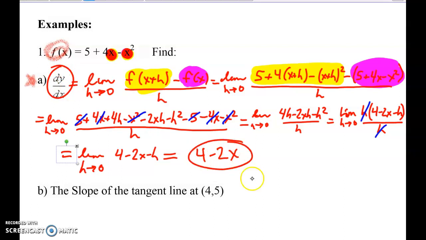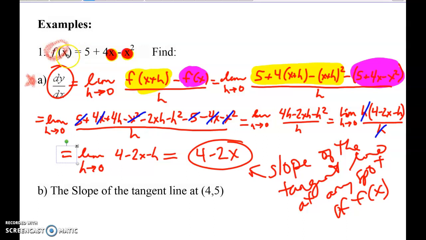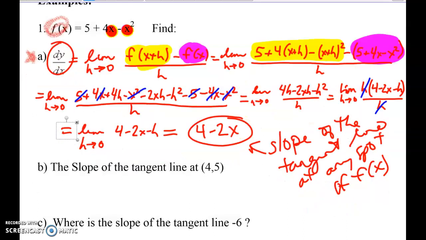Okay, so this is the slope of the tangent line at any spot, any x, of this function f of x here. This is the equation of the tangent line. This is the derivative, okay? So then, what's the slope of the tangent line at this point, where x is 4 and y is 5?